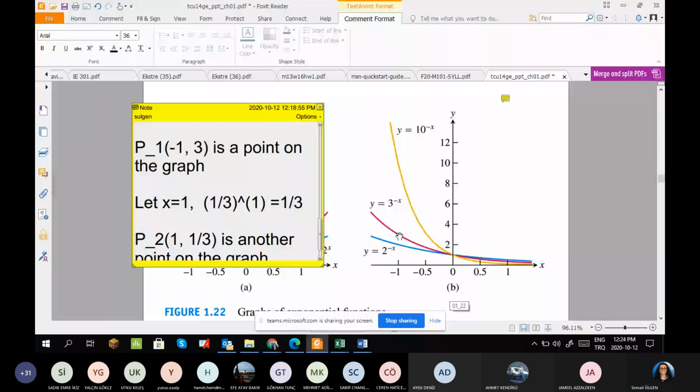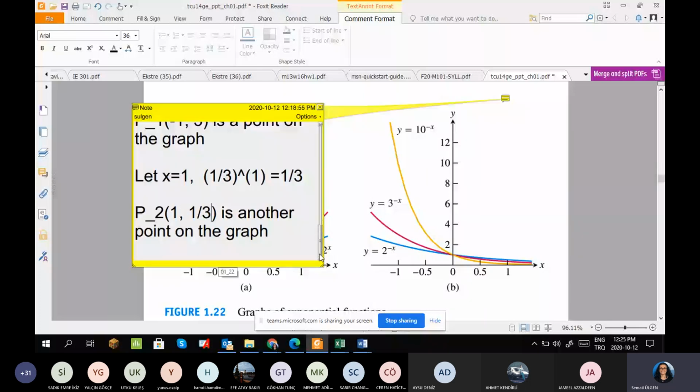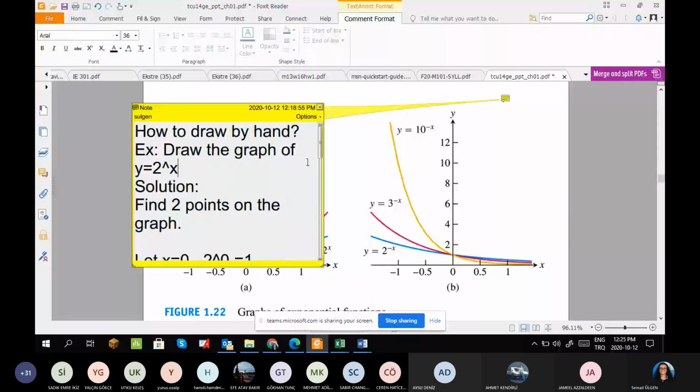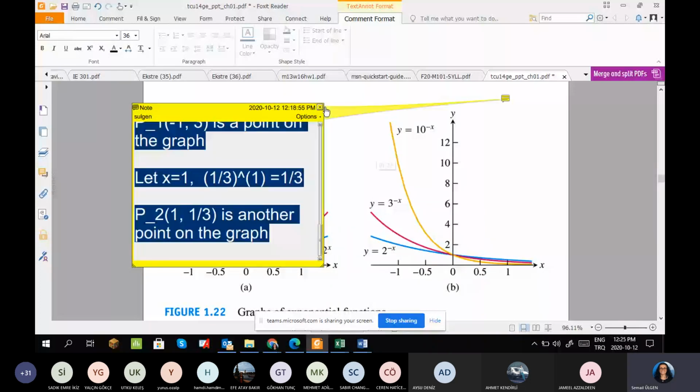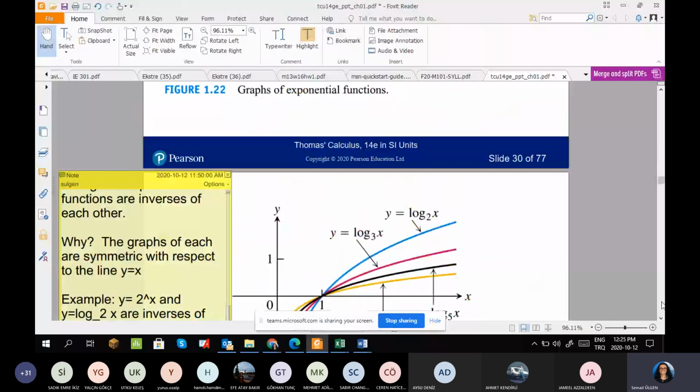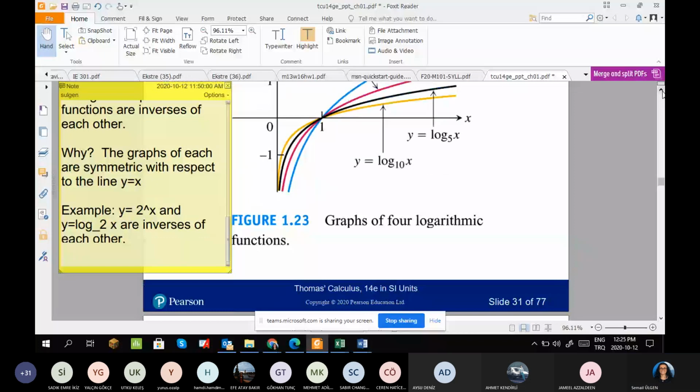Okay, how about logarithmic functions? How would you draw them? Let's do that. I'm going to close this. I think I copy pasted. And I'm going to do a similar thing for logarithmic functions. And the idea is the same.